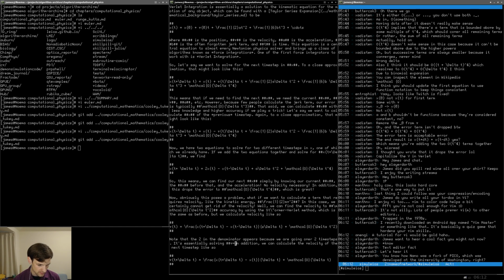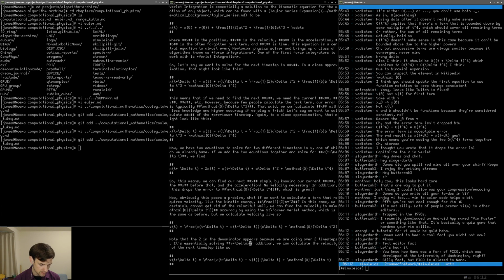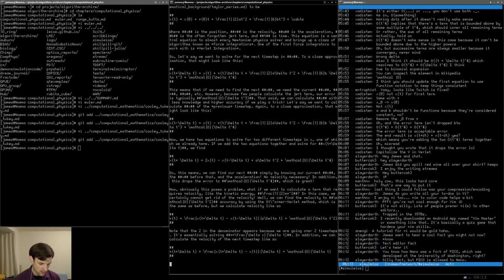V equals change in x, so we're going to say change in x. Oh, actually, we're going to do frac. There. X over delta t. Should be right. However, the error for this is quite bad.